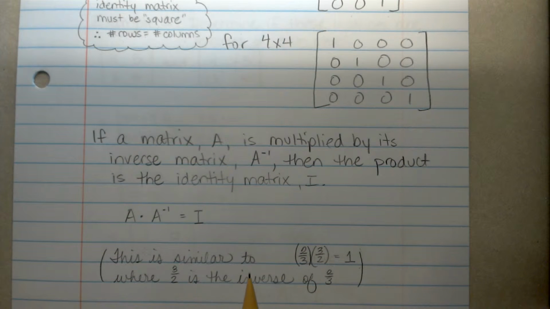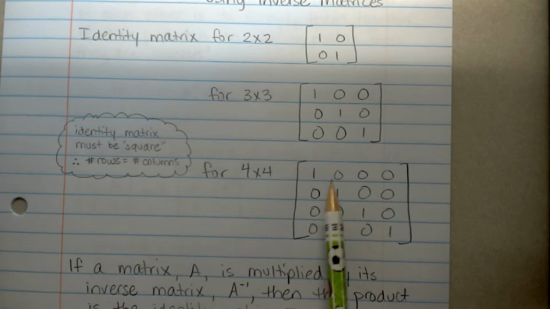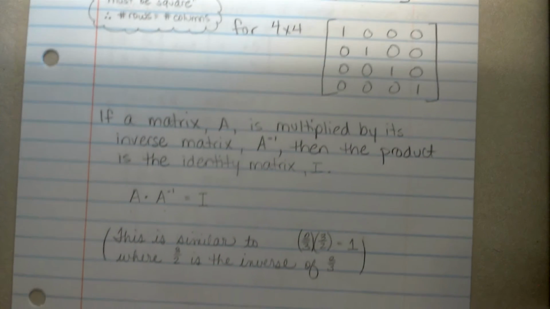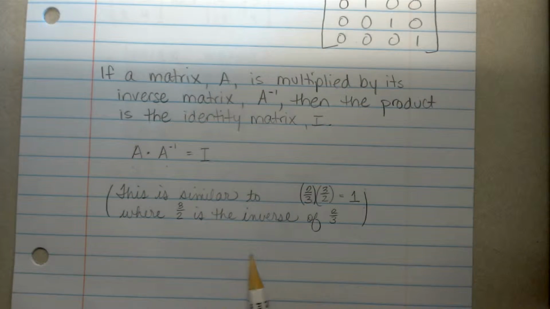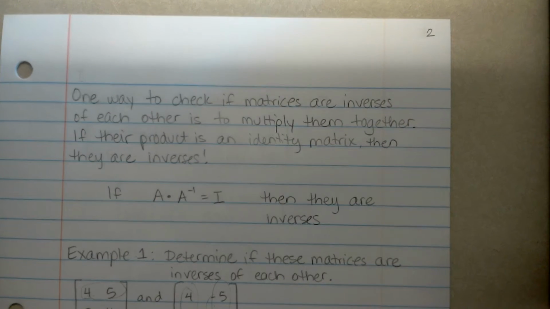So if there's a matrix A and it's multiplied by its inverse, A to the negative 1, then the product is the identity matrix. So if you take a matrix, multiply by its inverse, you will get the identity matrix, or this matrix up here. This is kind of like in regular multiplication, where 3/2 is the inverse of 2/3. So if I take 2/3, kind of like a matrix A, and multiply it by its inverse, like the inverse A, I get 1, which is like the identity matrix. It's very similar. It's just in the matrices world.